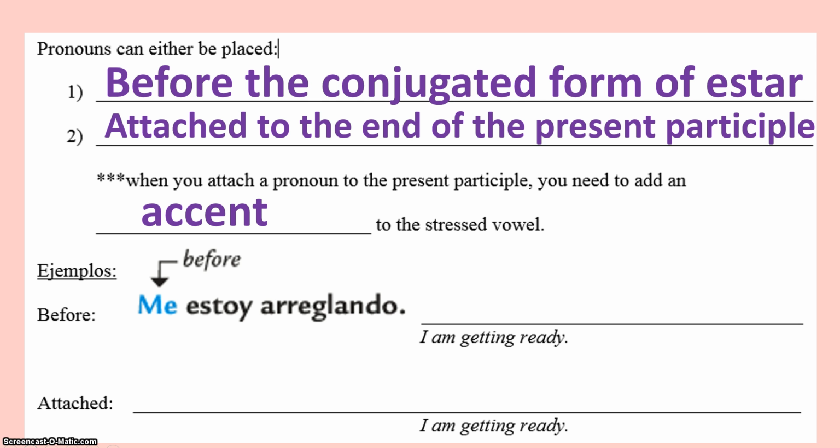Now, let's look at the second option, which is when a pronoun is attached to the end of the present participle. Estoy arreglándome. I did have to add an accent to the stressed vowel in the second example when I attached it to the end of the present participle. It probably will be easier for you to do it the first way because then you don't have to worry about the accent, but it is important that you're able to do it the second way, and especially that you're able to recognize that these two sentences mean exactly the same thing.